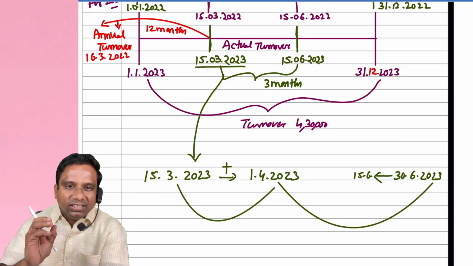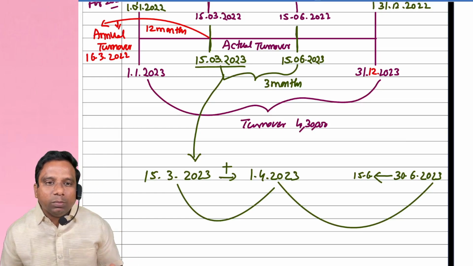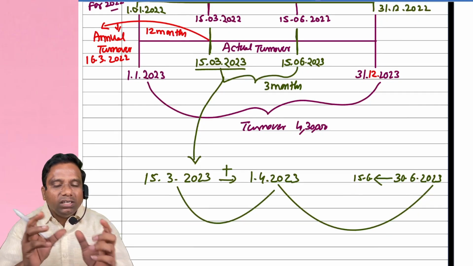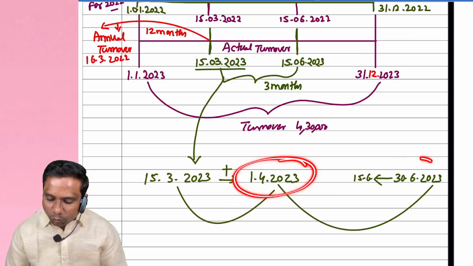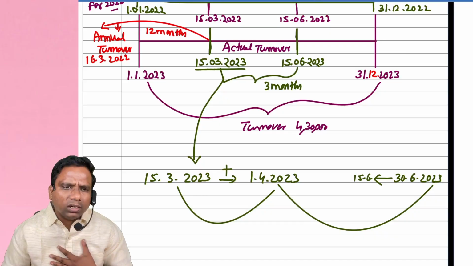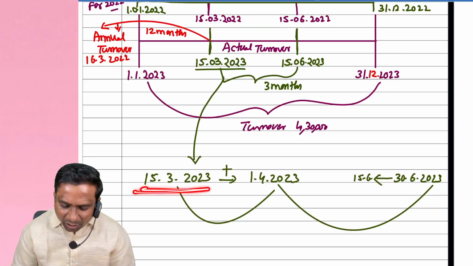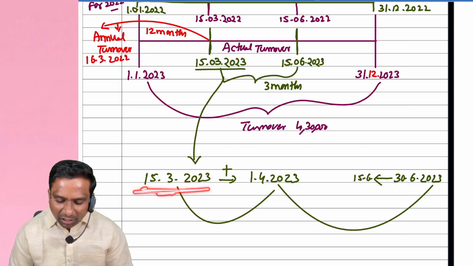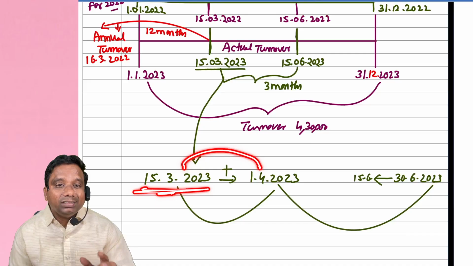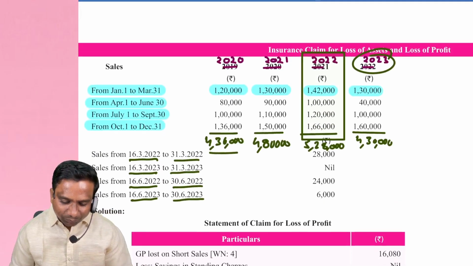Yes or no? Yes, sir. So I will take indirect information. How? First I will take the first quarter of 2023, the period 1/4/2023 to 30th/6/2023. This is one quarter. But I need sales from what date? 15/3/2023. Add these 15 days' sales. How do I get it, sir? Look at the problem.